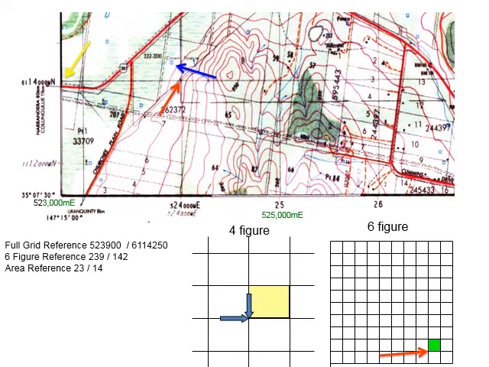Full grid reference, you probably preface this with the Wagah map sheet and number prior to writing these down, but the full grid reference would be 523,900/6114250. The 6-figure reference would read something like 239/142, and the area reference would read 23/14. We tend not to, as I said earlier, write the meters east and meters north when we record these values, but there is no real convention, so you could do it if that helps make a little bit more sense.